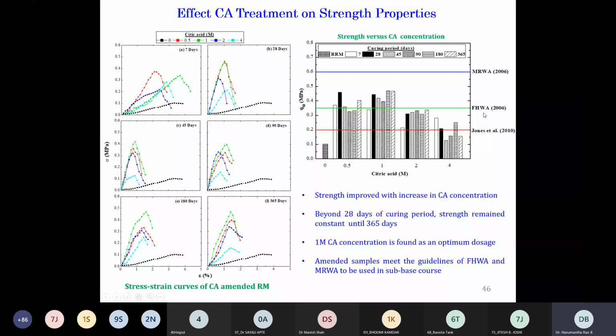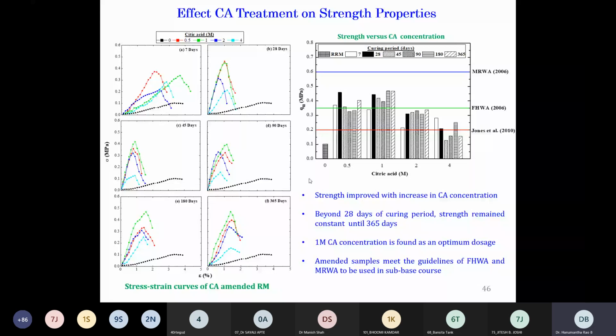We also try to find out the strength variation for different curing periods: 7 days, 28 days, 45 days, 90 days, 180 days, and 365 days. This clearly indicates what happens to the strength improvement in the short term as well as in the long term. One of the important points that everybody has to understand is that when you deal with waste material, it is not a short-term phenomenon. We have to understand its impact in the long term.